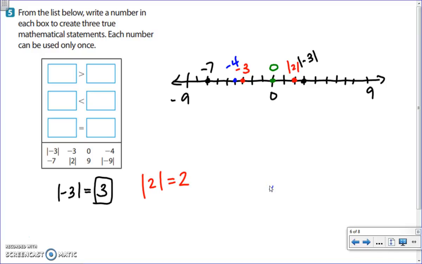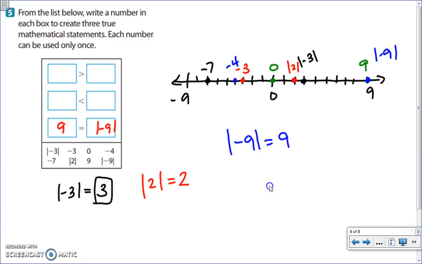And then I have 9, and I have the absolute value of -9. In this case, that means that its distance from 0 is 9 units. So we also have on the same exact spot the absolute value of -9. As I go through this list, there is only one pair that actually is on the same exact spot on my number line, and that would be the absolute value of -9 and 9. So those two values need to go in here as 9 and the absolute value of -9.